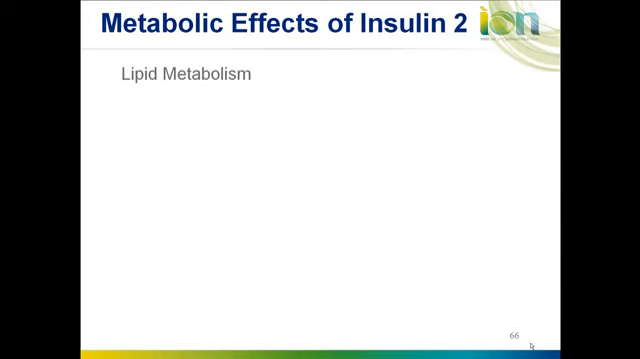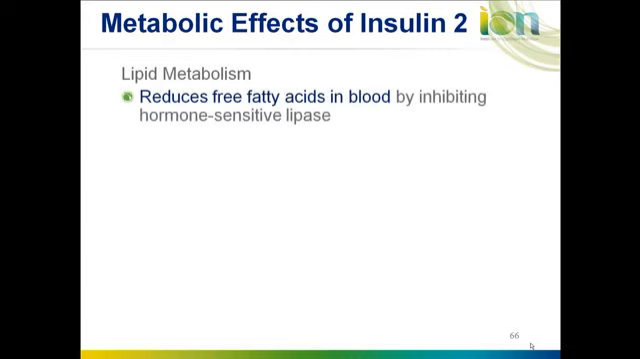Okay, so we know that insulin has its role to play in glucose metabolism, but it also has an important role in lipid or fat and protein metabolism. In terms of lipids, first of all, it reduces free fatty acids in the blood by inhibiting hormone-sensitive lipase, which is why I mentioned this enzyme earlier. Remember that hormone-sensitive lipase is the enzyme which breaks down triglycerides in adipocytes. It's responsible for lipolysis. Remember that?